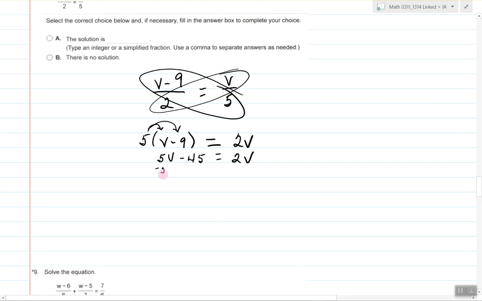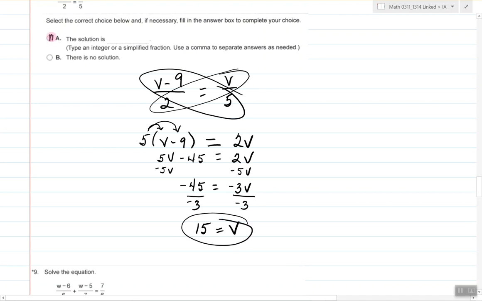I choose to subtract 5v from both sides. That leaves me with negative 45 is equal to positive 2v minus 5v, which is negative 3v. Divide by negative 3. 15 is equal to v. There were no domain exclusions to worry about. The answer to this is 15.